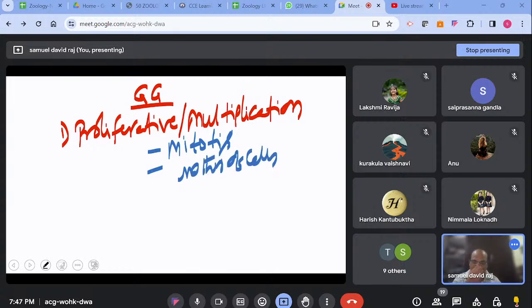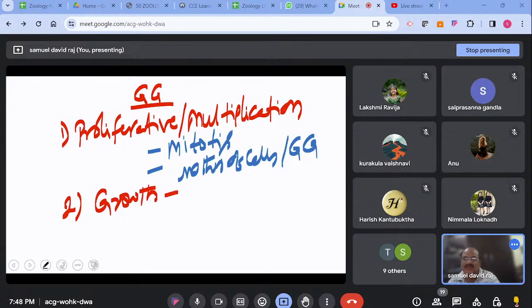In case of spermatogenesis, we call them spermatogonia. In case of oogenesis, we call them oogonia. These mother cells are respectively called spermatogonia or oogonia, and we can simply call them gametogonia. After this, the proliferative phase is followed by the second phase called the growth phase.